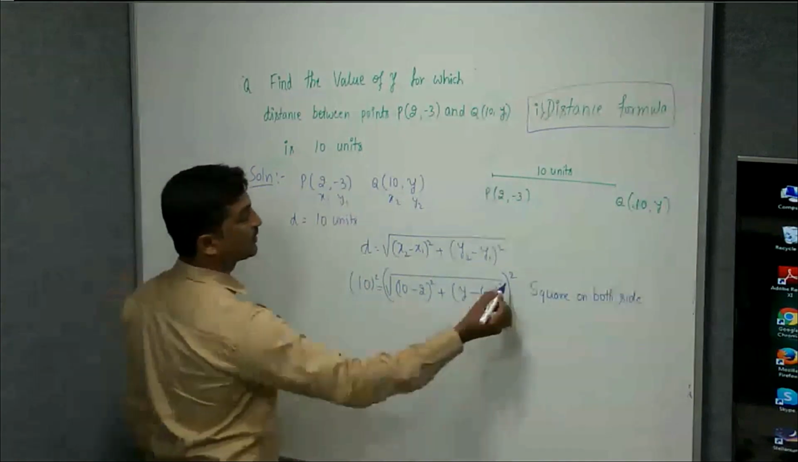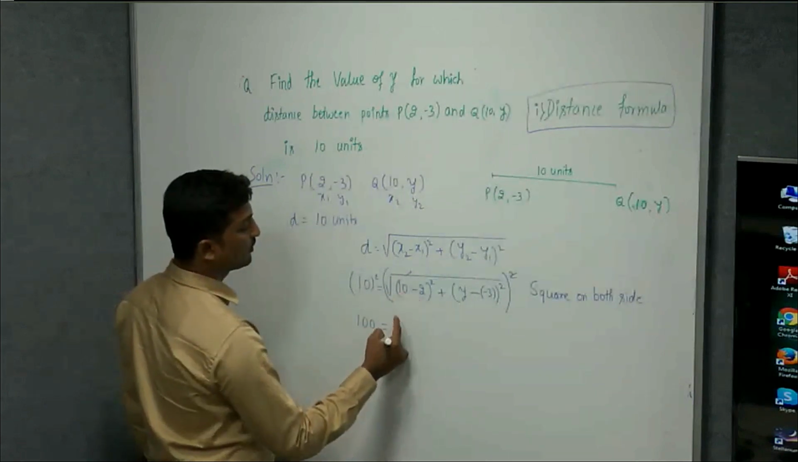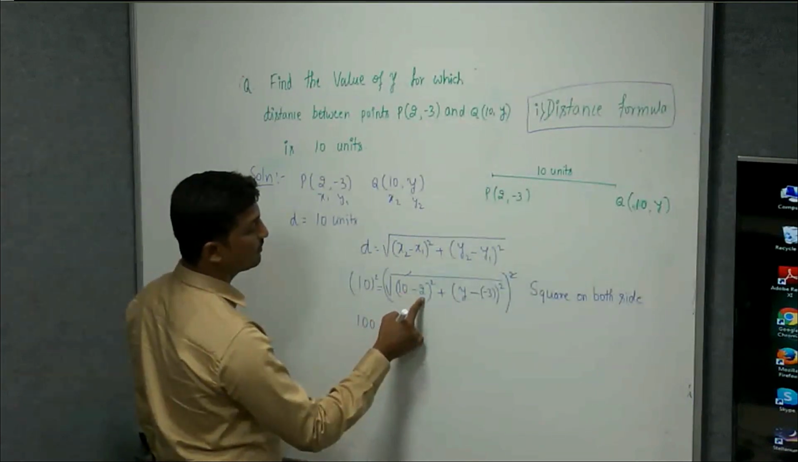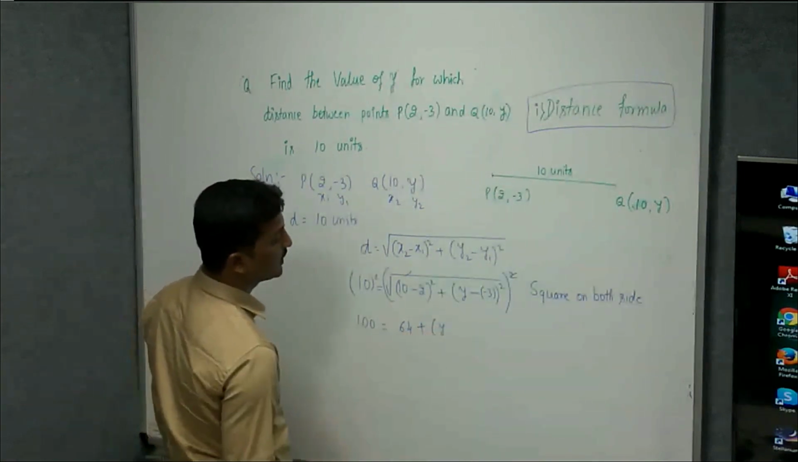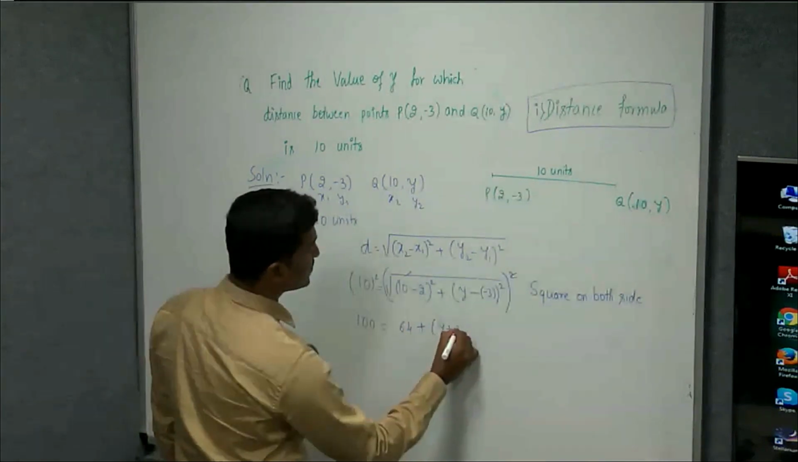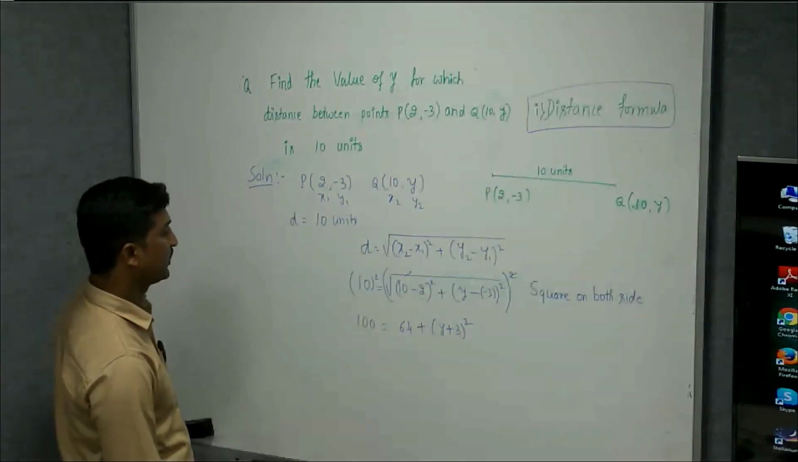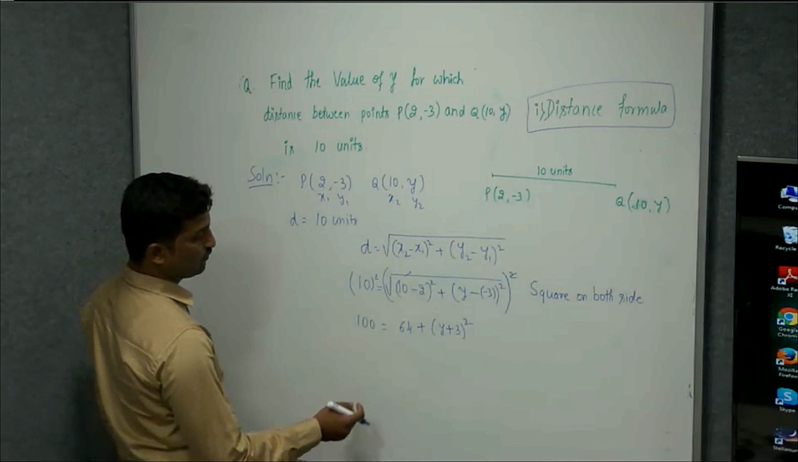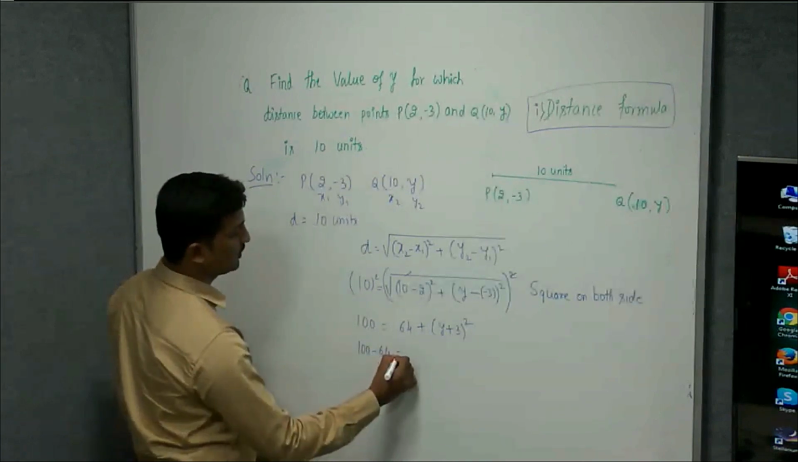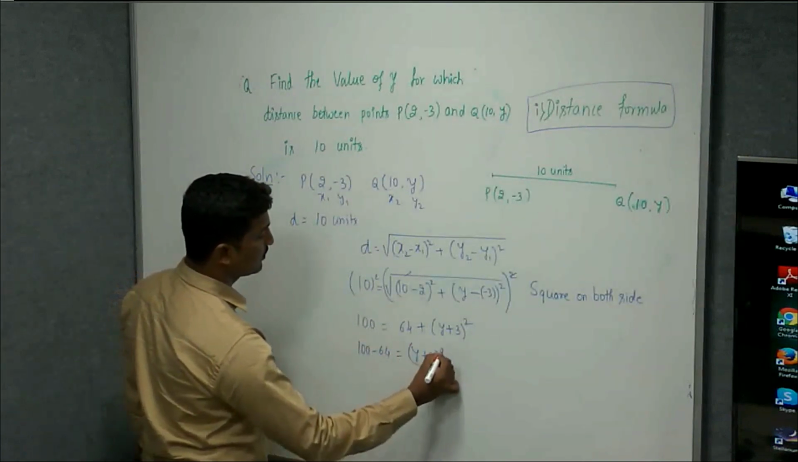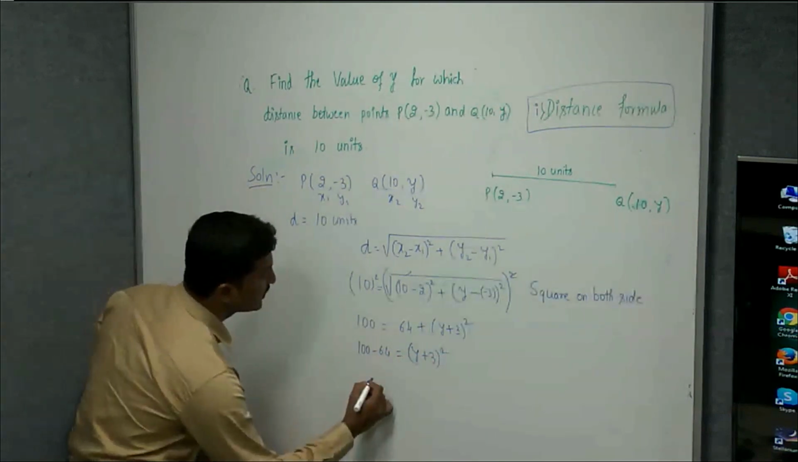Okay. Now here the square root gets cancelled. 10 square is 100. Left with (10 minus 2) whole square. That is 10 minus 2 is 8, 8 square is 64, plus here y minus into minus, plus 3, (y plus 3) whole square. Right? Okay. Now send this 64 to this side. We're going to get 100 minus 64 is equal to (y plus 3) whole square. So what is 100 minus 64? You are going to get 36.